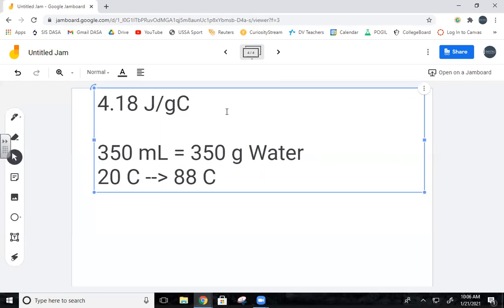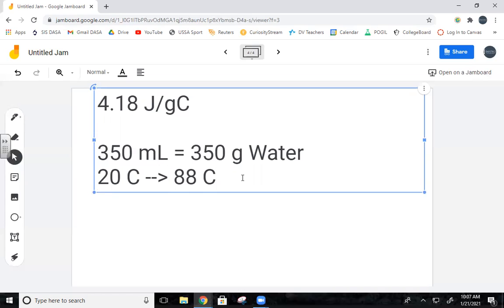Yeah, Emma? Oh, that's just the temperature of the water right now. 20 Celsius is room temperature. Okay, 20 Celsius is room temperature. 88 is what I want it to be. I want it nice and hot. Okay.